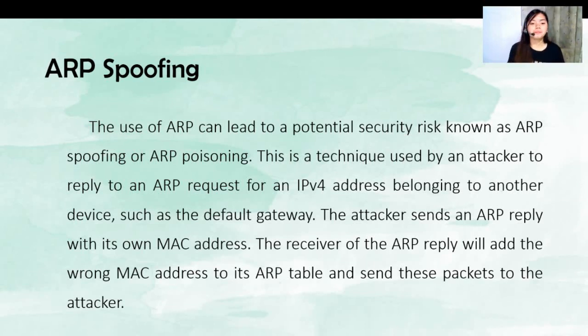The use of ARP can lead to a potential security risk known as ARP spoofing or ARP poisoning. This is a technique used by an attacker to reply to an ARP request for an IPv4 address belonging to another device, such as the default gateway. The attacker sends an ARP reply with its own MAC address. The receiver of the ARP reply will add the wrong MAC address to its ARP table and send these packets to the attacker.